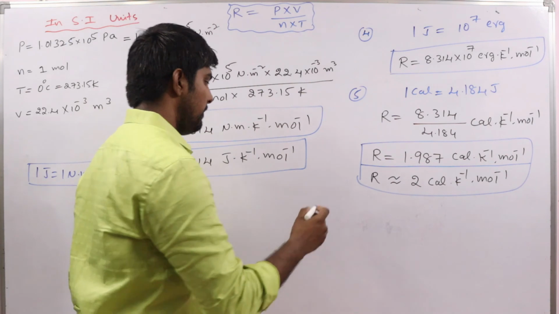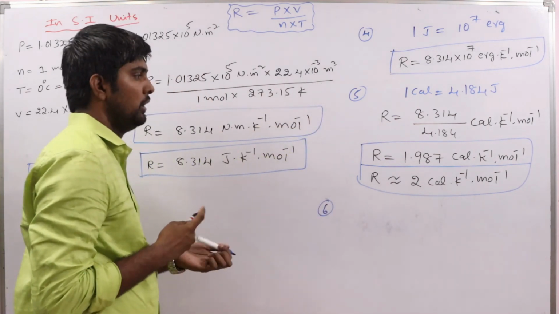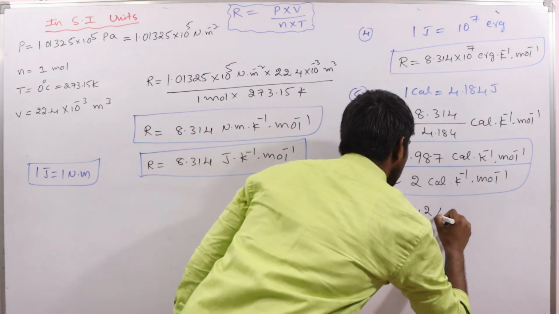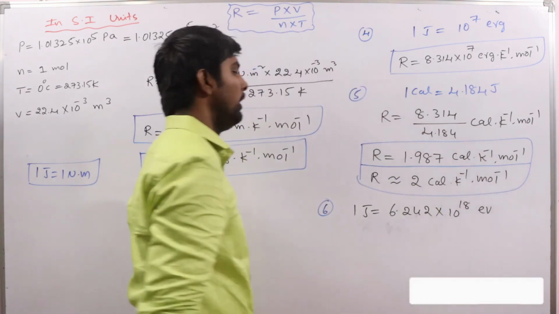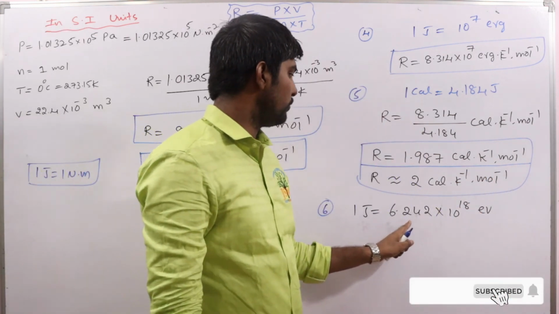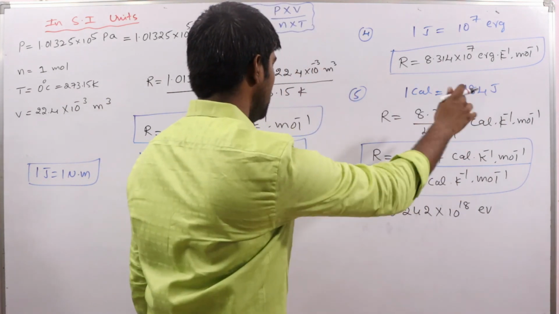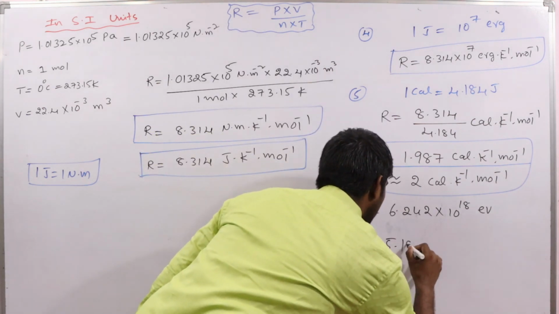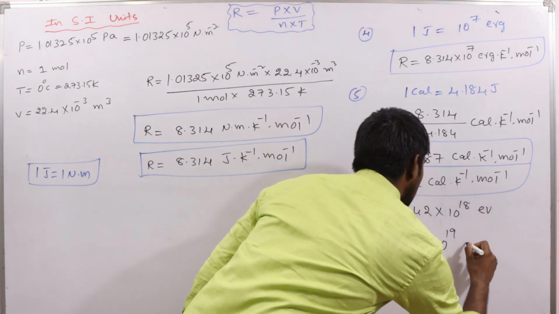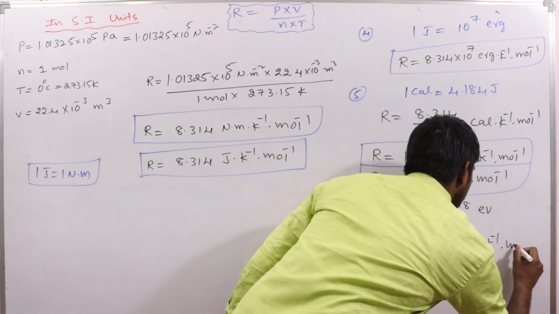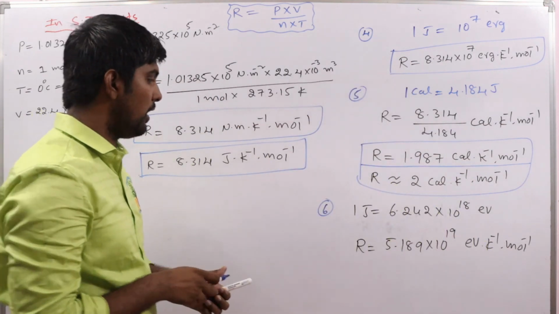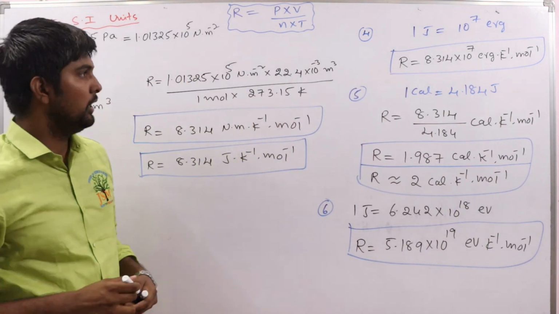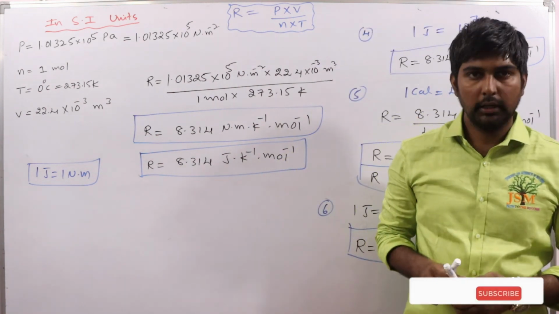Okay, and also we know that 1 joule is equal to 6.242 into 10 power 18 electron volt. So if we express R value in electron volt, we get 5.189 into 10 power 19 electron volt per Kelvin per mole. Okay, so this is the value of R in electron volt per Kelvin per mole. Clear? So this is about the value of R in the different units.